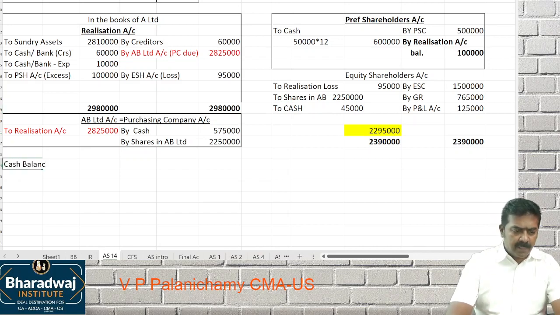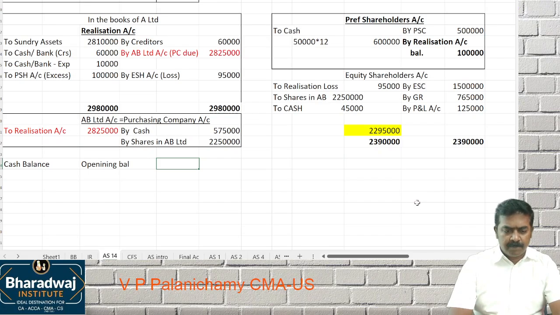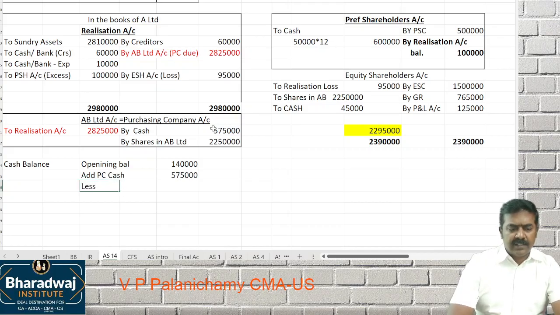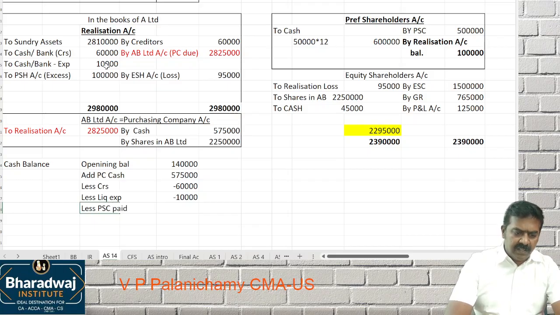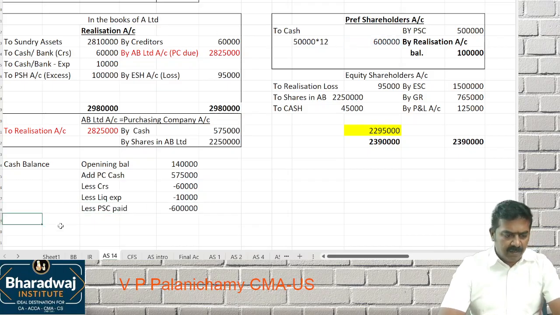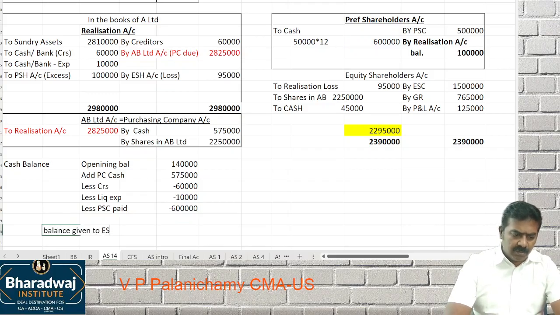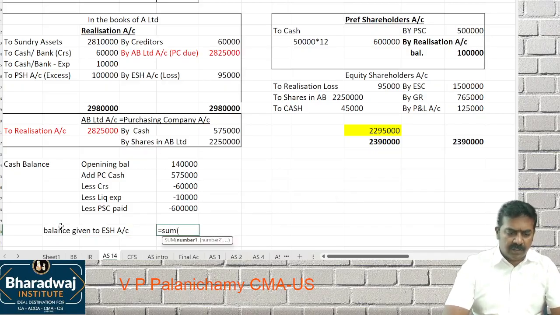Cash balance. Is the opening balance taken over or left with us? We are in the books of the selling company. The opening balance is left with us. What is the opening balance? This 1,40,000 is left with us. Add purchase consideration received in cash, 5,75,000. Less creditors paid in cash, 60,000. Less liquidation expenses borne by A Limited paid in cash, 10,000. Less preference shareholders paid, 6 lakhs. The balance is given to equity shareholders. If you want, you can prepare a cash account also, or you can do a working note. 45,000. That is the 45.